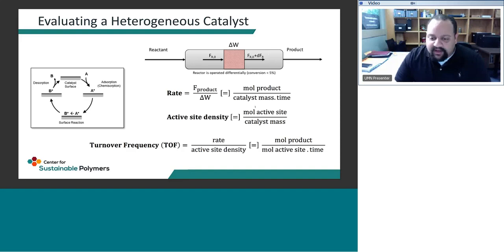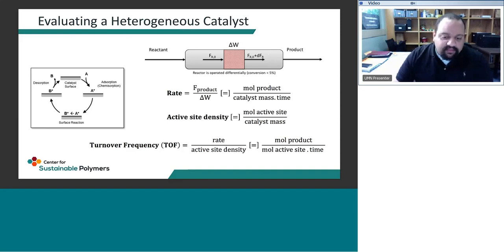And so what we're defining as active site density is just how many moles of active site you have per unit catalyst mass. And the reason that's important is so that we can compare catalysts not on a mass normalized basis, but on an active site normalized basis.